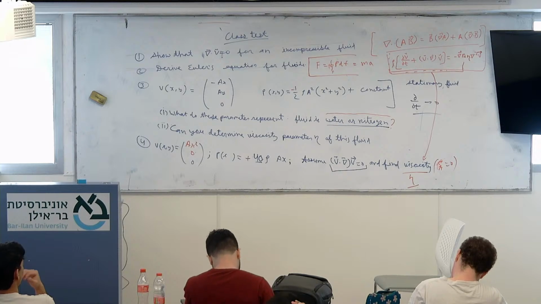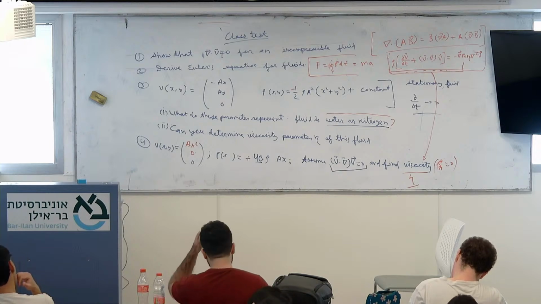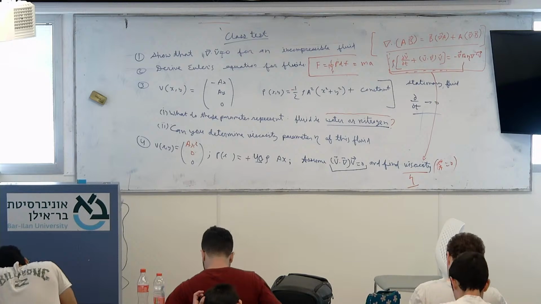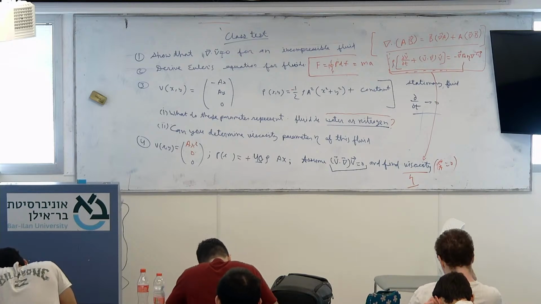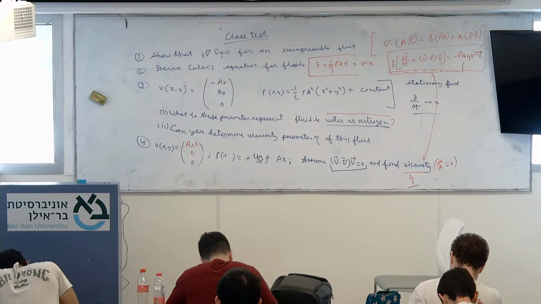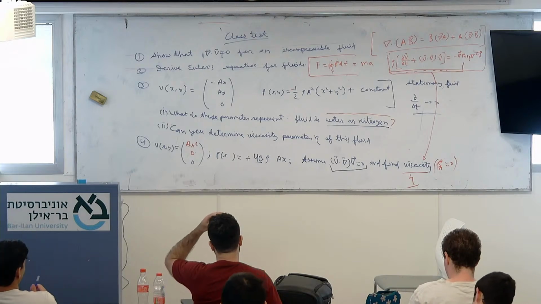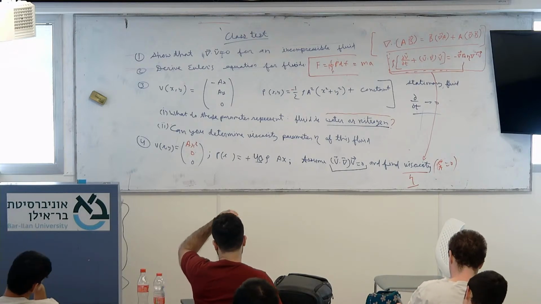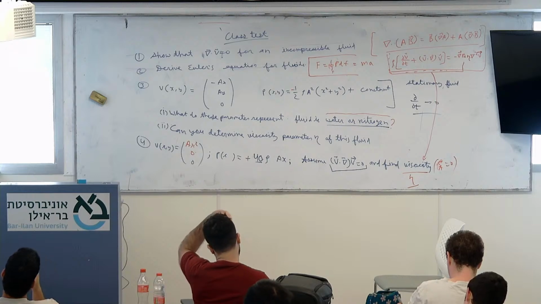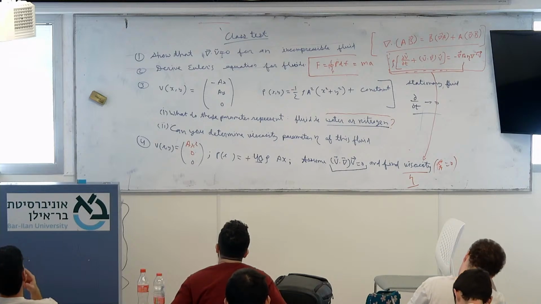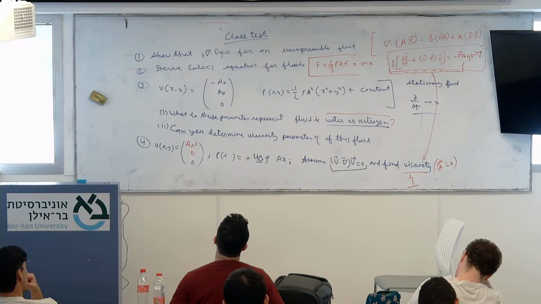Convert it into derivative. Minus gradient of P over rho, plus eta del square, the Laplacian.